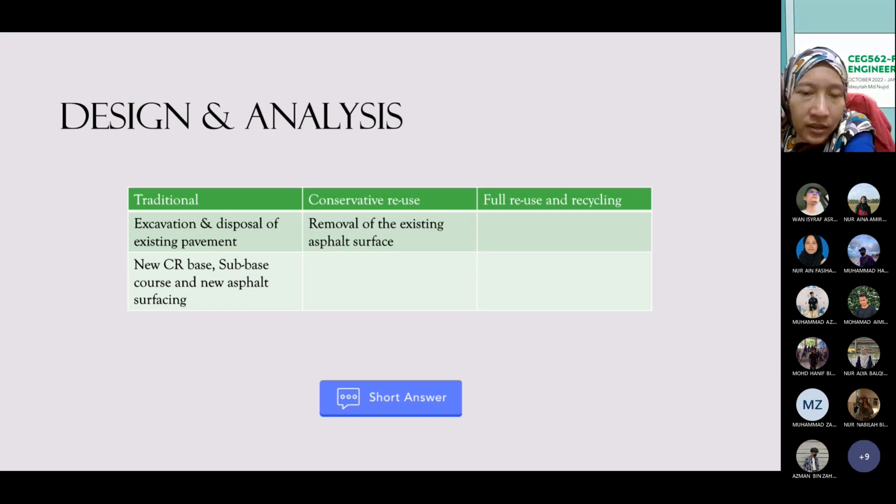Evaluating these three methods, which gives more efficiency, also effectiveness in sustainability? I think the full reuse and recycling. Okay, how do you justify it? Because they use the existing asphalt surface and existing base material, not new material.